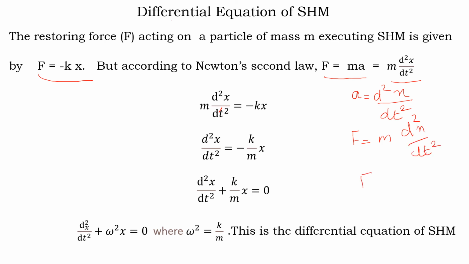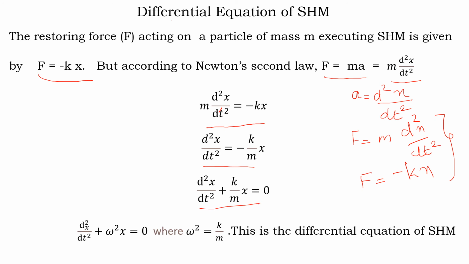And F is equal to minus kx. Equating these two equations, the LHS is the same, so we can equate the RHS of both. That is, m into d square x by dt square is equal to minus kx. Or d square x by dt square is equal to minus k by m into x. Therefore, d square x by dt square plus k by m into x equal to 0.